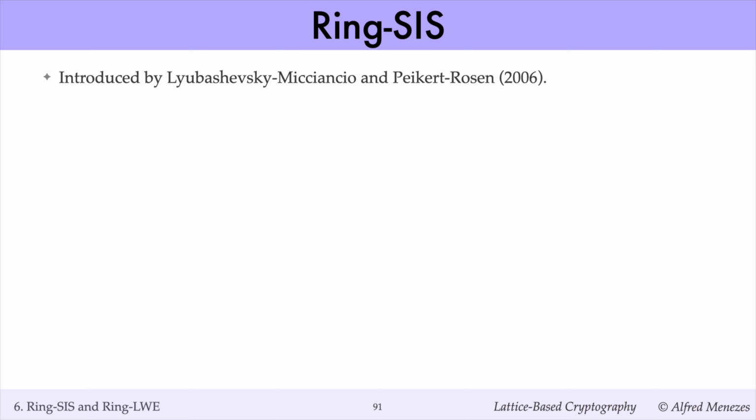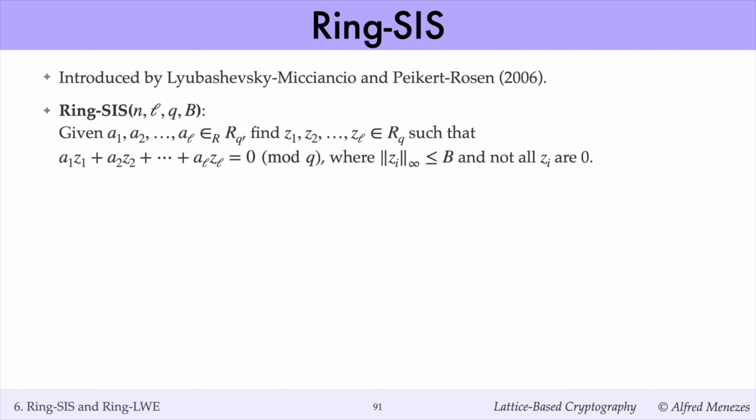The ring version of SIS was introduced by Lyubashevsky and Micciancio and by Peikert and Rosen in 2006. The Ring-SIS problem is the following. Given L randomly selected polynomials A1 up to AL, find small polynomials Z1 up to ZL, such that A1Z1 plus A2Z2 plus ... plus ALZL equals 0 modulo Q. Here, small means that all the coefficients of the Zi polynomials are between minus b and b. Also, to rule out the trivial solution, the Zi should not all be 0.